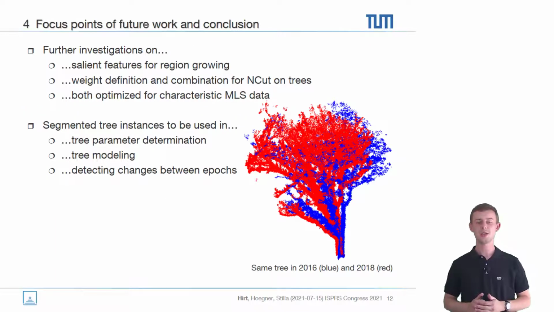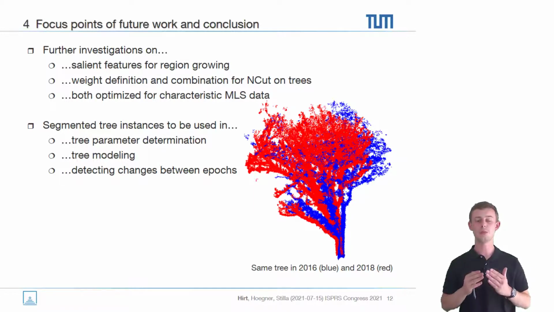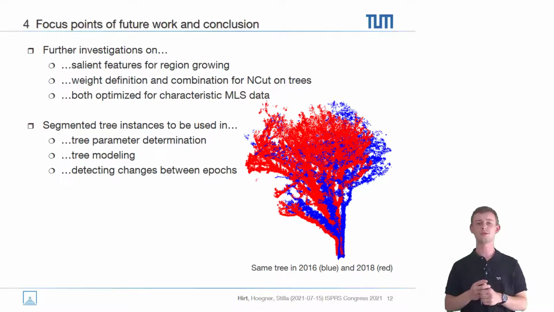In the end, we have to go on further research to find the features for region growing, for our weights for the normalized cut, and of course optimize that approach to deal with mobile laser scanning data, because that is our primary source. In the end, having those segments, we would like to use them to derive tree parameters for our register, to actually model the trees and to find changes in these trees.